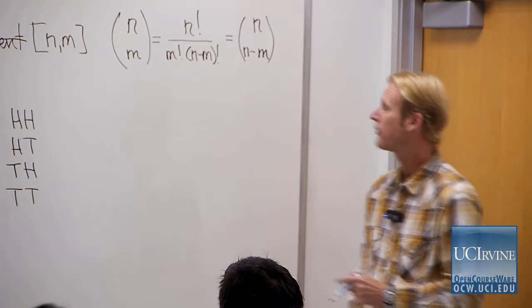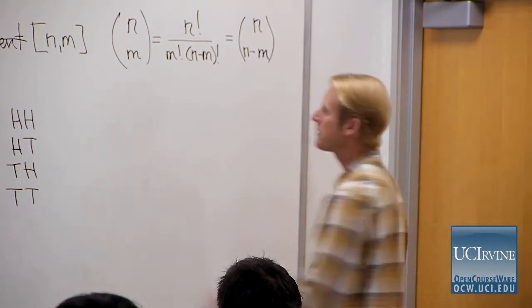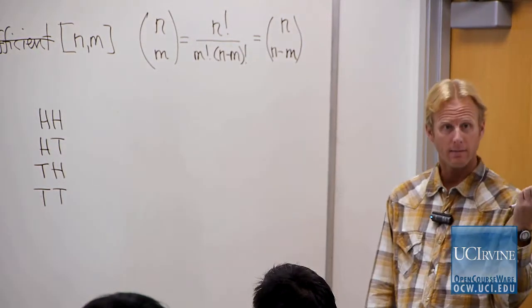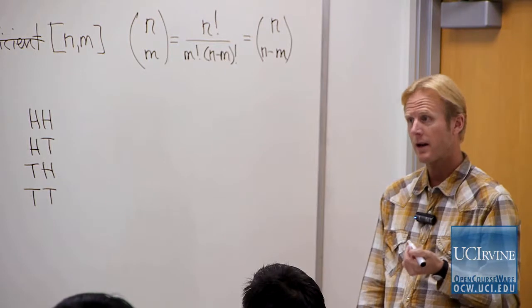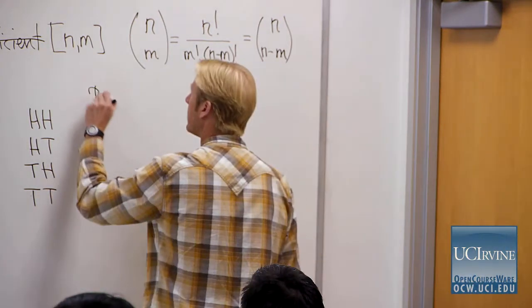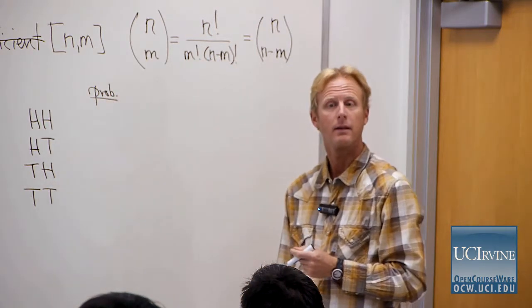All right? So there are 4 possible outcomes. What's the probability of getting 2 heads? There's only one way to do it, out of 4 possible outcomes. So the probability is 1/4.